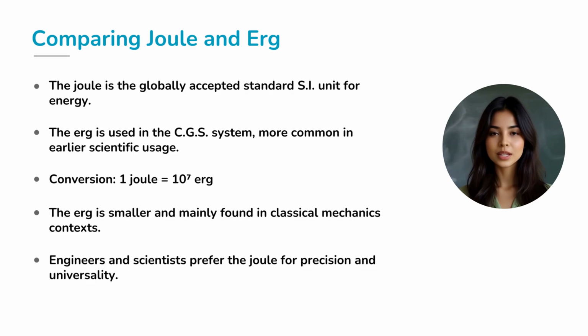This large unit helps measure energy used by machines, industries, and even the entire city. So when your bill says you used 100 kilowatt hours, it means you consumed 100 into 3.6 million joules of energy. Now let's revisit our standard systems, SI and CGS. In the SI system, we use joule. It's widely accepted and easier to work with when dealing with large energies. In the CGS system, we use erg. Let me give you the conversion again. 1 joule equals 10 raised to the power 7 erg, or in words, 1 joule equals 10 million erg. Why use different systems? Earlier scientific experiments used CGS units, especially in classical physics. But today, joules dominate in engineering and industry for clarity and global consistency.